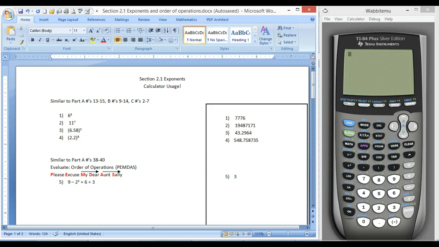Welcome to video lecture section 2.2, exponents and calculator usage. So I'm going to demonstrate a couple of things with my downloaded TI-84, but also for those of you who don't have one or don't want to download it, there's lots of other options.